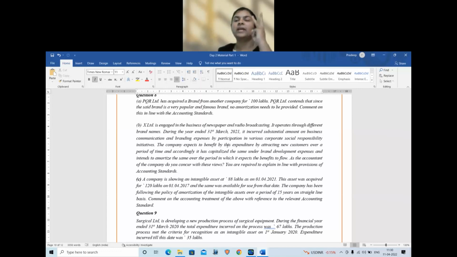So three points here we will write. Point number 1, future economic benefits. Point number 2, the cost has to be measured and identified reliably. And third, the cost has to be amortized over a maximum useful life of 10 years. Any doubts in the question?